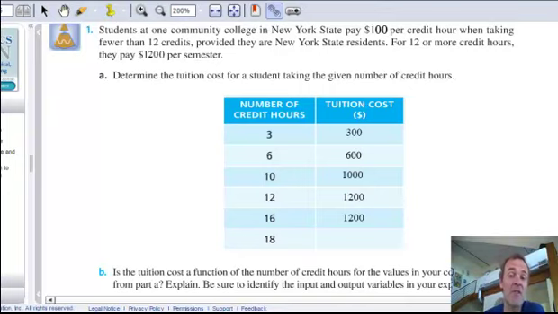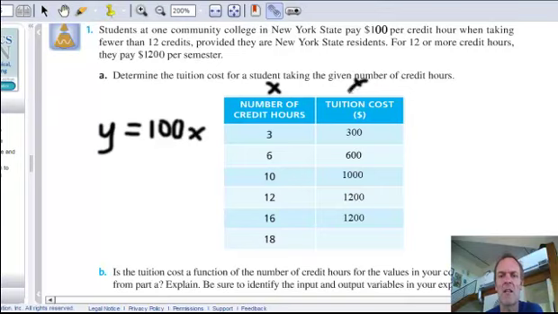Right, and here's a table. I've been filling it in. Let's have a look at this. For 3 hours, of course, at $100 per credit, that's $300. So for 6 hours at $100 per credit. By the way, can everybody see that this is the equation? y equals 100x. Again, think of the input x as the number of hours, and the output y as the cost.